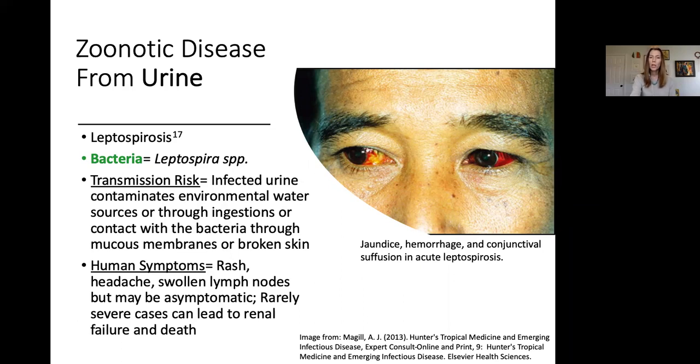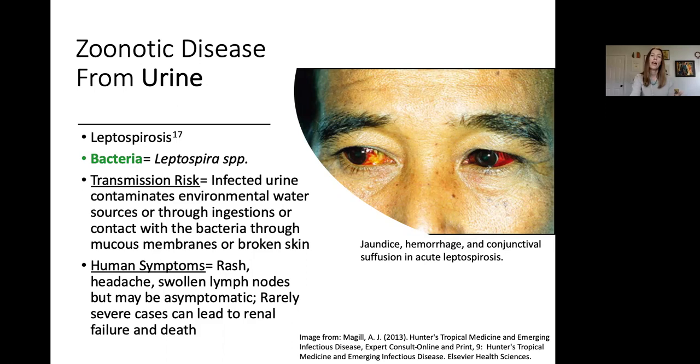It's typically associated with rodents. It can also be found when we have flooding in some areas. The reason it's associated with rodents is because rodents use urine as a scent marker. So they are urinating and talking to one another through that urine.